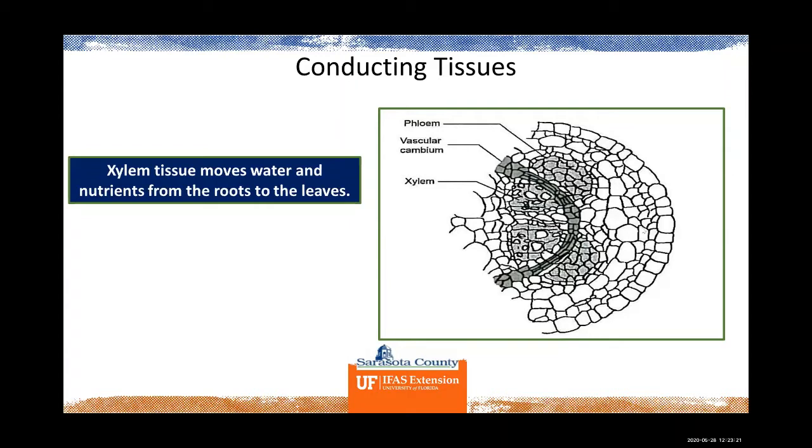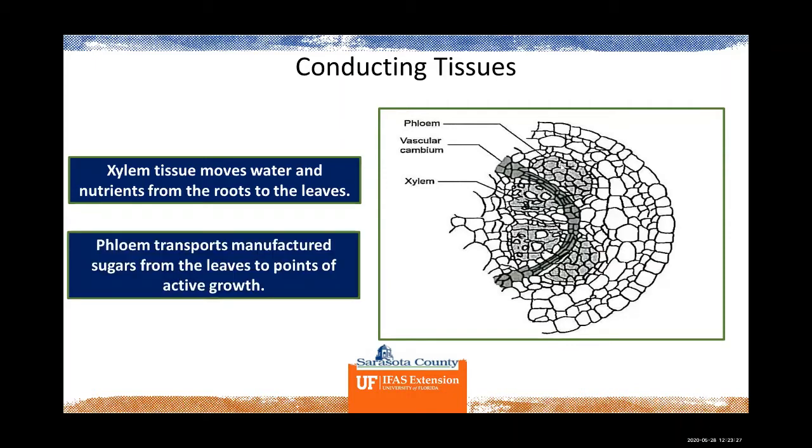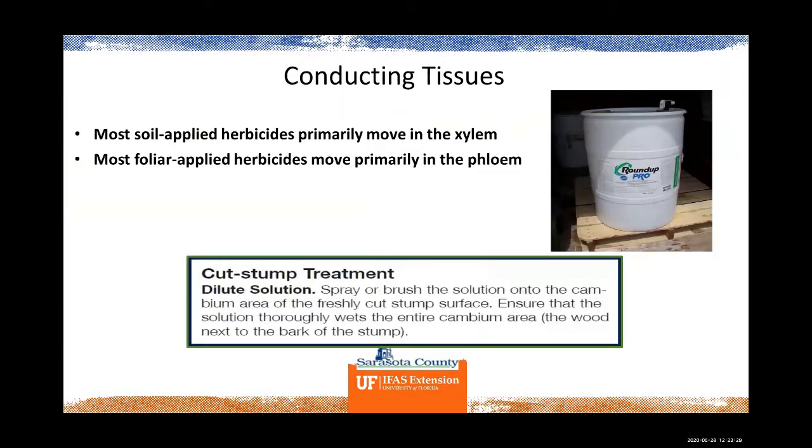Herbicides that are systemic will depend on the xylem and the phloem to move herbicides around in the plant. Most herbicides that are applied to the soil will move through the xylem, and most herbicides that are applied to leaves will move through the phloem.